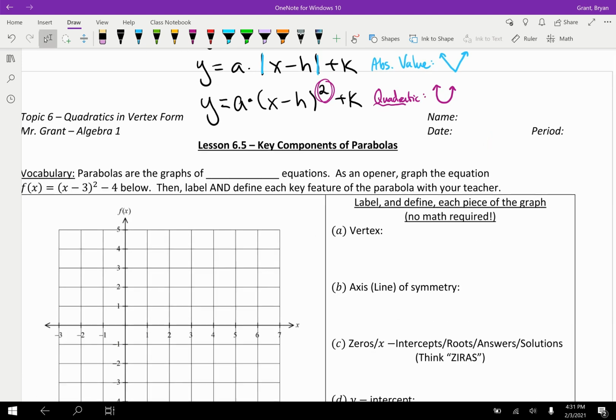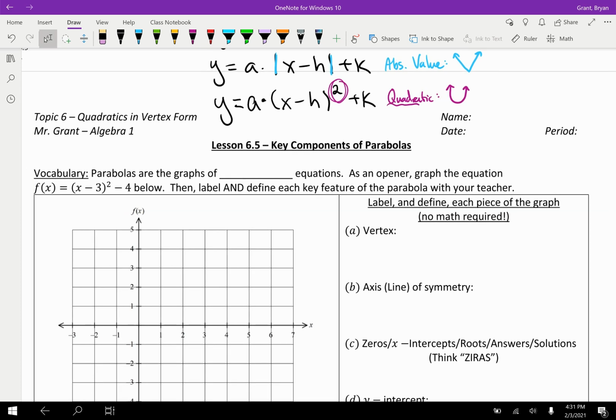Lesson 6.5 is about key components. Components are like parts. Key components of parabolas. So what we're going to try and do is put together the first two lessons where we learned how to graph basic parabolas, and these last two lessons where we learned how to solve quadratic equations. And we're going to put all that together to try to graph really nice parabolas and identify everything important about those parabolas. So strangely today you're not really learning any new math. You're just putting all the math together that you hopefully already know. And if you're a little shaky on it, you get to practice a little more.